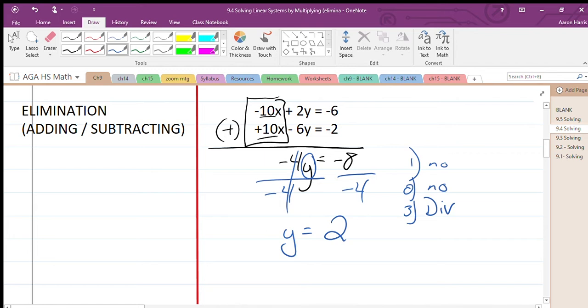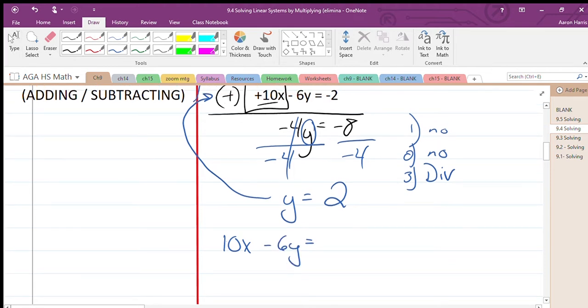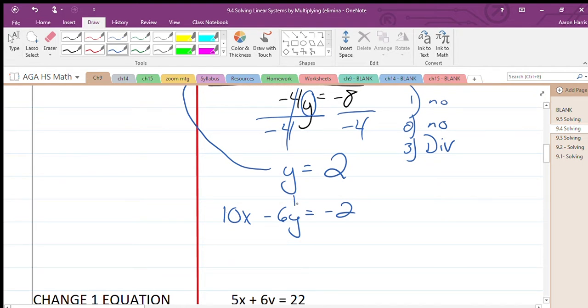What do I do with that information? I can substitute that back into either one of them just to solve. So let's do the bottom one. So I have 10x minus 6y equals negative 2. Substitute the y in. Instead of putting y there, we're going to put what? A 2. So 10x minus 6 parentheses 2 is equal to negative 2.